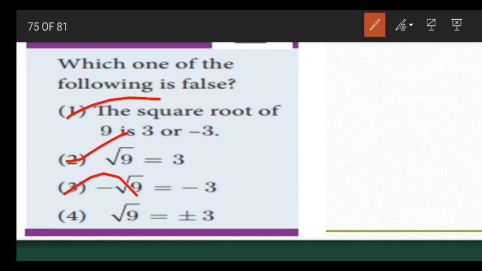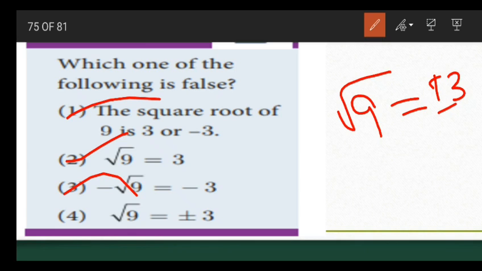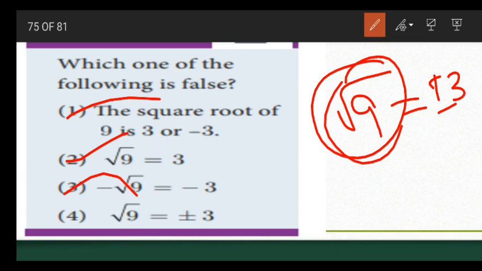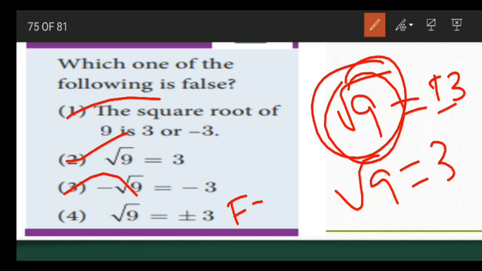Now see the fourth one. They have written the square root of 9 is equal to plus or minus 3. I have told you that it is a convention: if you represent the square root like this, it means the positive square root of 9. The positive square root of 9 is equal to 3, not plus or minus 3. So the fourth one is false.